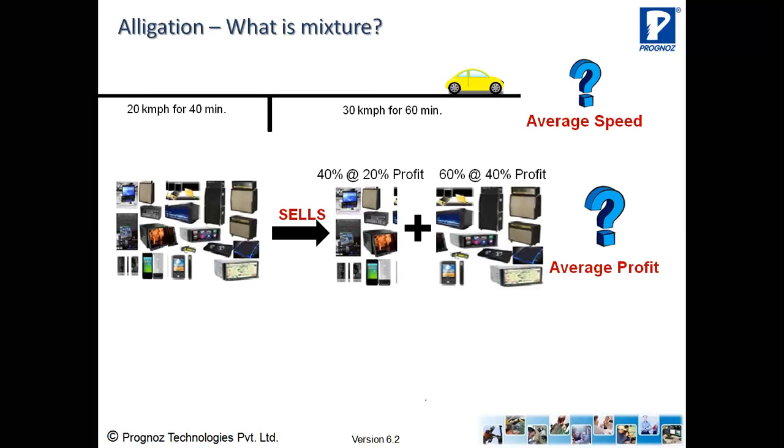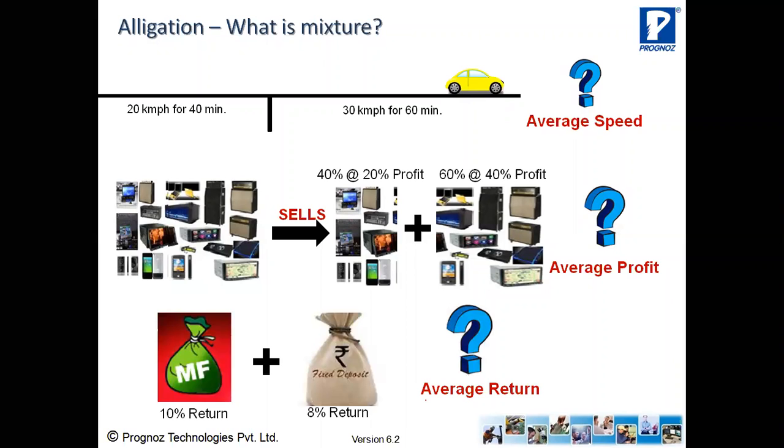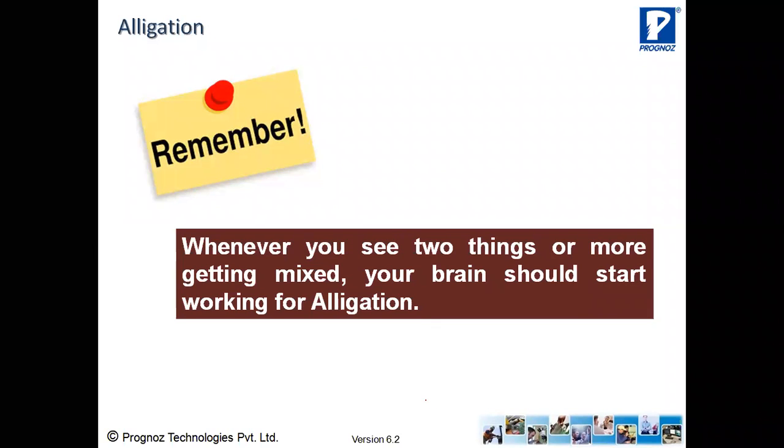You have certain goods with you, electronic goods या कुछ भी सामान है आपके पास. 40% of that you sell at 20% profit, and 60% of that you sell at 40% profit. आपको average profit कितना हुआ? This is also a mixture problem. Suppose you have got money from somewhere and you put certain money in MF, which is mutual fund, at 10% return, and certain money in fixed deposit, which is 8% return. आपने divide कर दिया. So average return आपका कितना आएगा? That is also a mixture problem. So whenever you see two things or more getting mixed, your brain should start working for alligation.